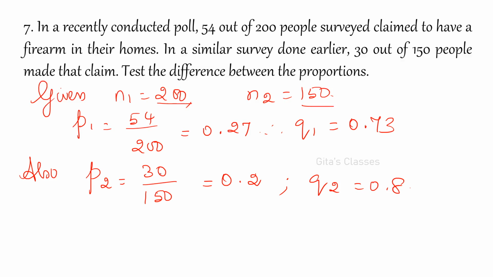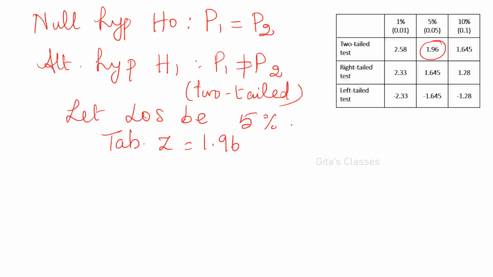So P2 is 30 out of 150. Therefore 30 by 150 is 0.2. Q2 is equal to 0.8. Okay. Just substitute those values in the formula.